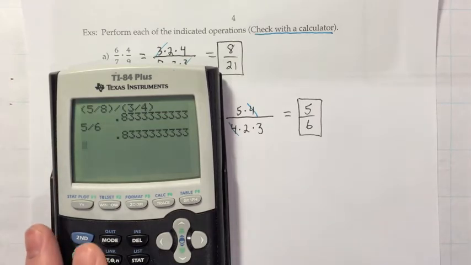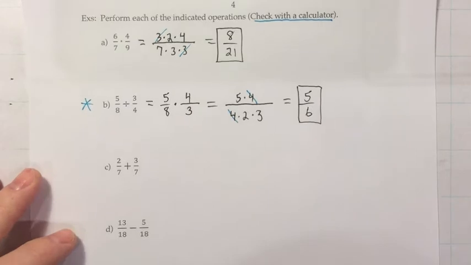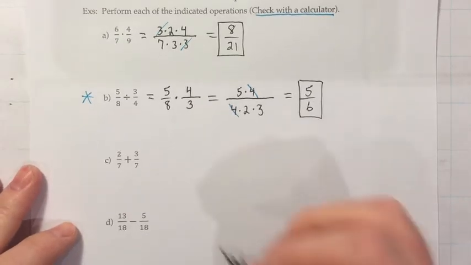So that's what they have in mind when they say check with the calculator, is that you'd put in the original problem, see what it looks like as a decimal, put in your answer, see what it looks like as a decimal, and then hopefully it's the same. All right, so let's move on to some other examples.